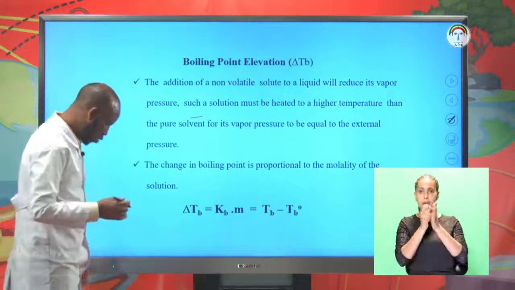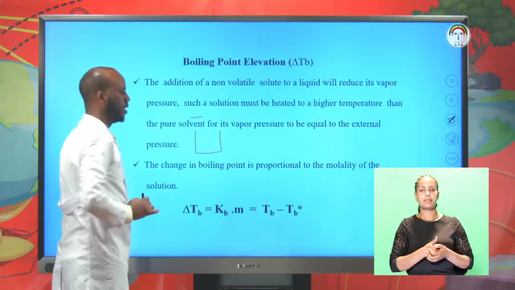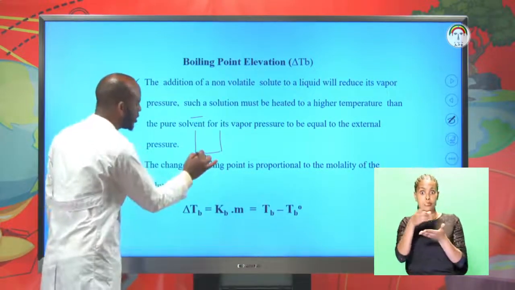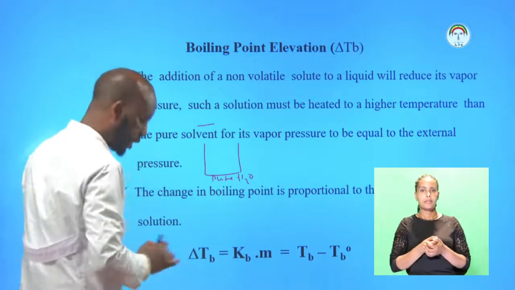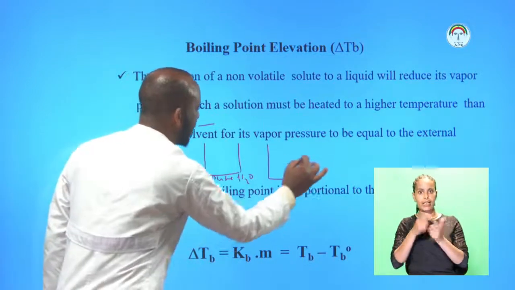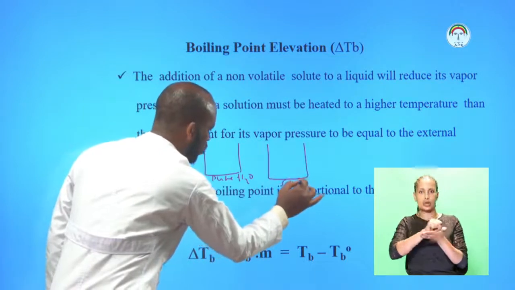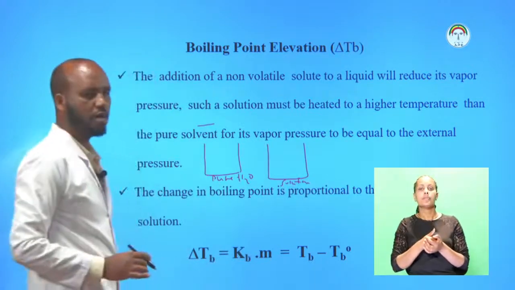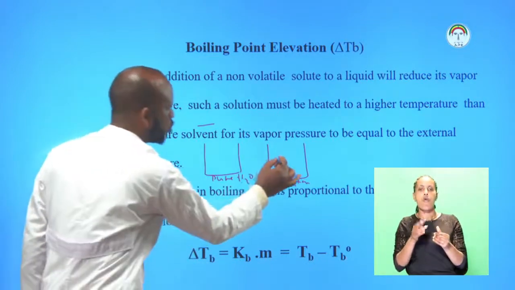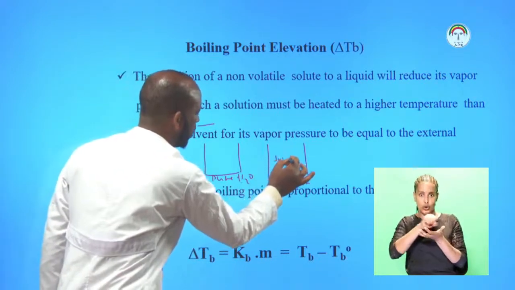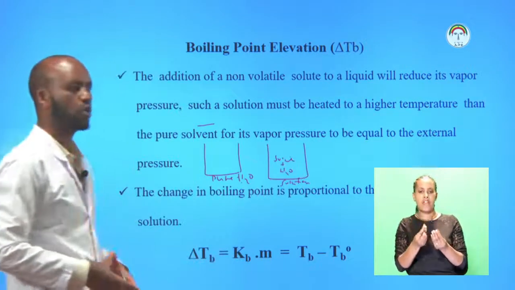For example, look at these two beakers. This beaker contains pure water. The second beaker contains a solution: a non-volatile solute dissolved in water. This is a solution, solute plus water, the solvent. Solid plus water.